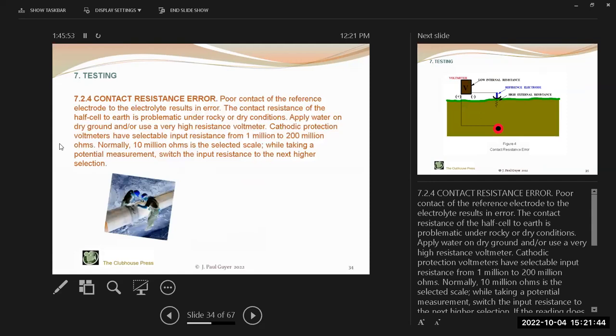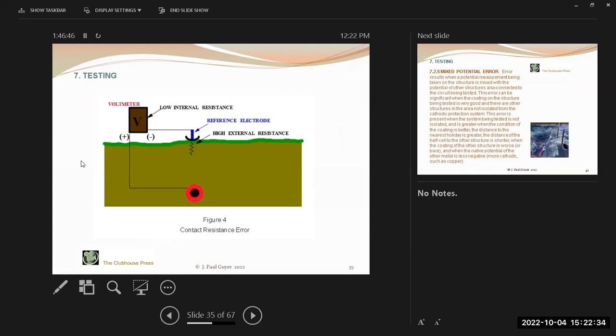Contact resistance error. Poor contact of the reference electrode to the electrolyte results in error. The contact resistance of the half cell to earth is problematic under rocky or dry conditions. Apply water on dry ground and/or use a very high resistance voltmeter. Cathodic protection voltmeters should have selectable input resistance from 1 million to 200 million ohms. Normally, 10 million ohms is the selected scale. While taking a potential measurement, switch the input resistance to the next highest selection. Figure 4 indicates the contact resistance error.